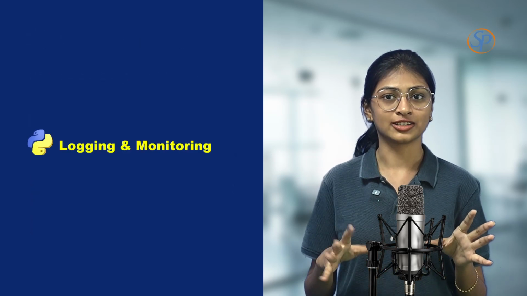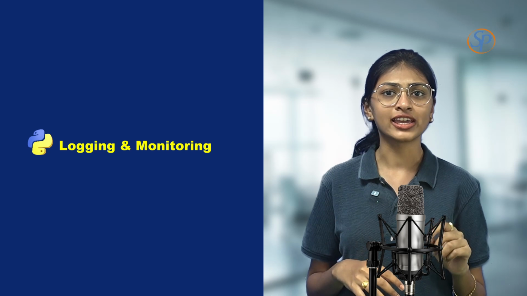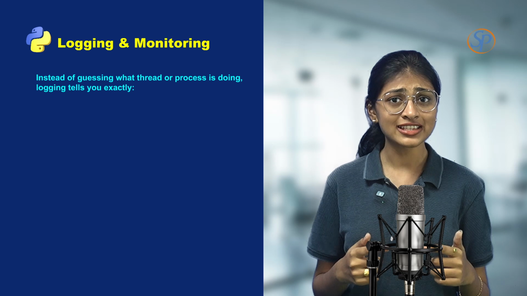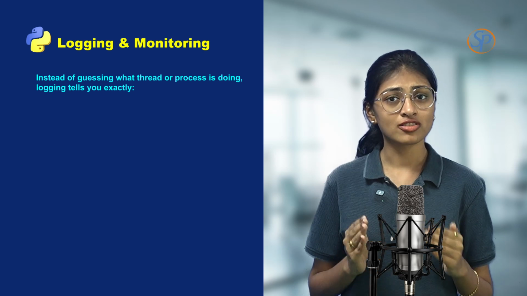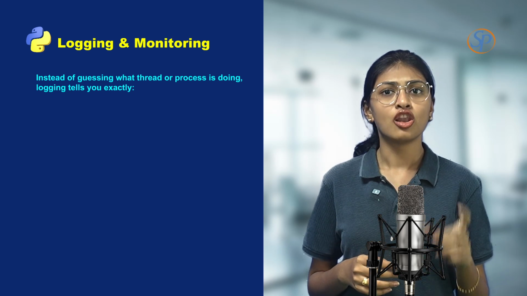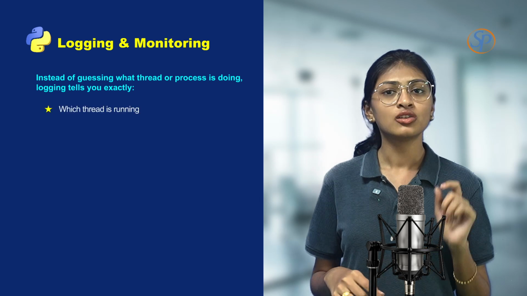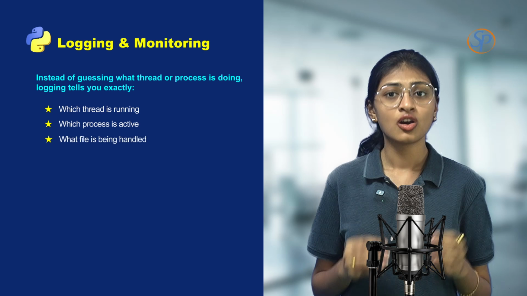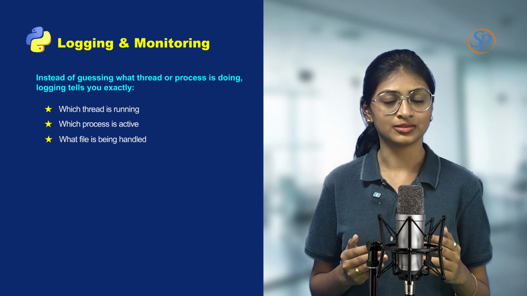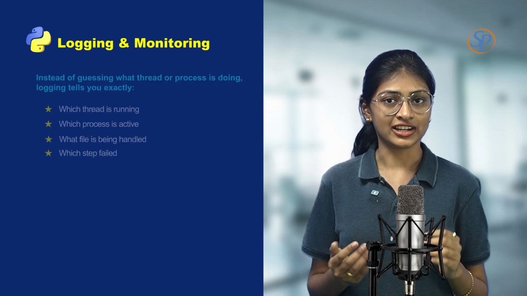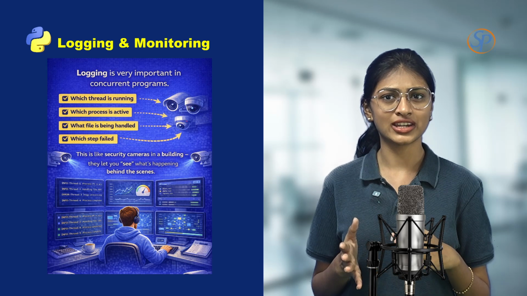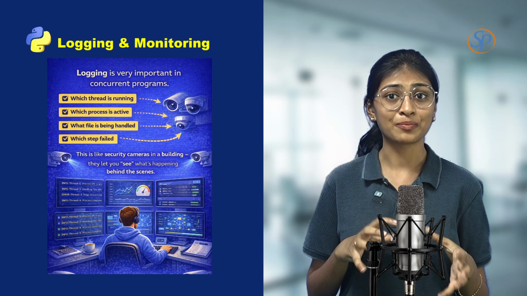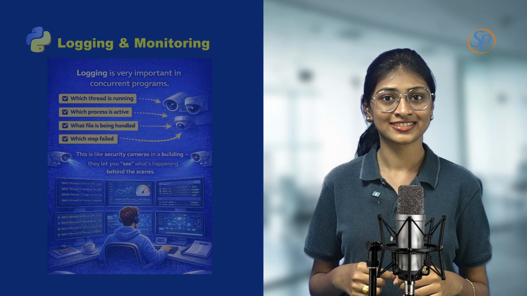Logging and monitoring. Logging is very important in concurrent programs. Instead of guessing what a thread or process is doing, logging tells you exactly which thread is running, which process is active, what file is being handled, which step failed. This is like security cameras in a building. They let you see what's happening behind the scenes.